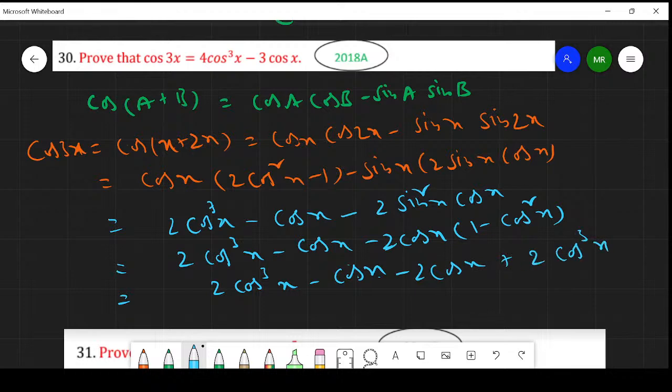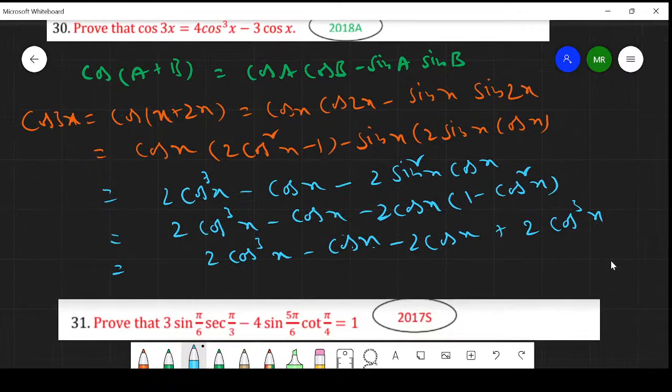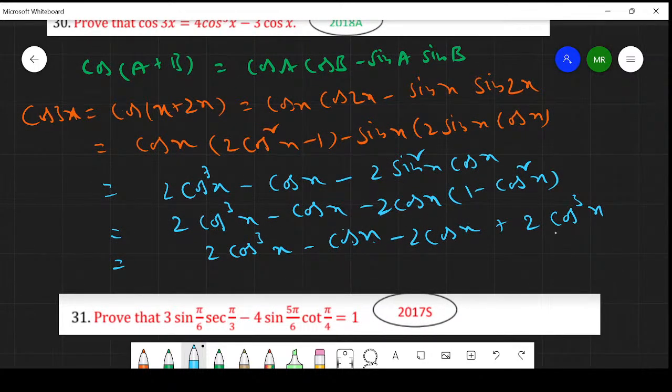I hope you understood this. Just simplify the final step now. 2 cos cube x plus 2 cos cube x will be equal to 4 cos cube x, minus 3 cos x. So that is the required result.